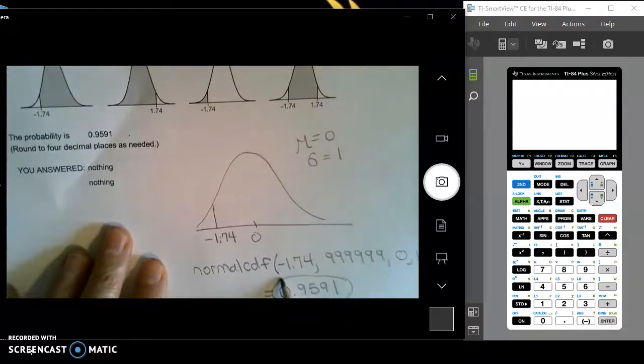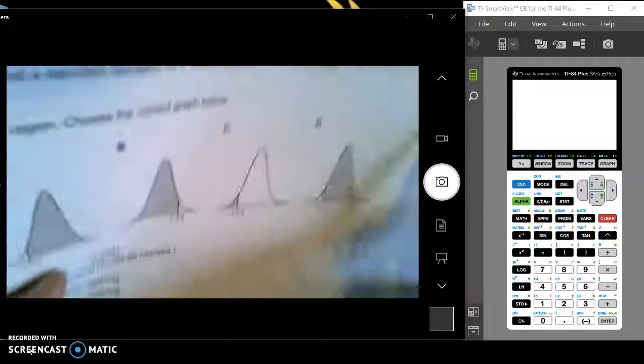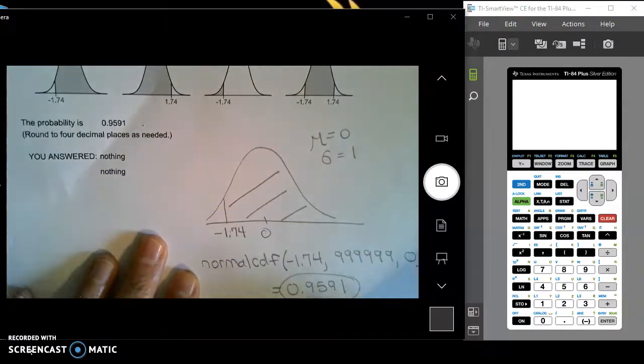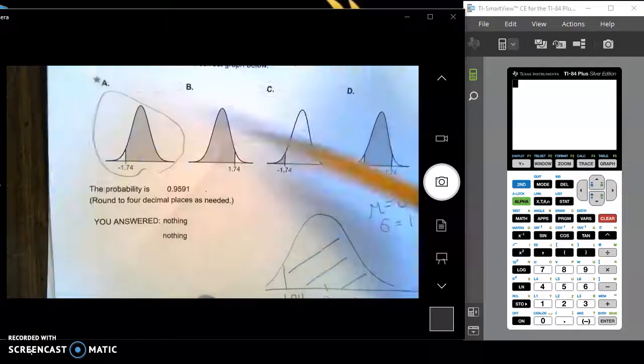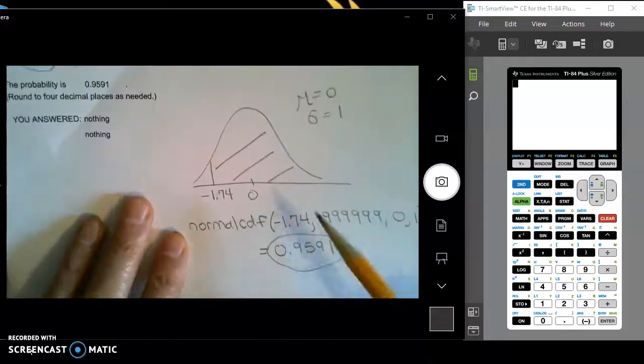They want us to find the area, the probability greater than. So that means to the right. So what I'm looking for is this area here to the right. So the first question would be actually this one right here, because they say greater than, area to the right. And then how do we find the probability? That's where we use normal CDF.